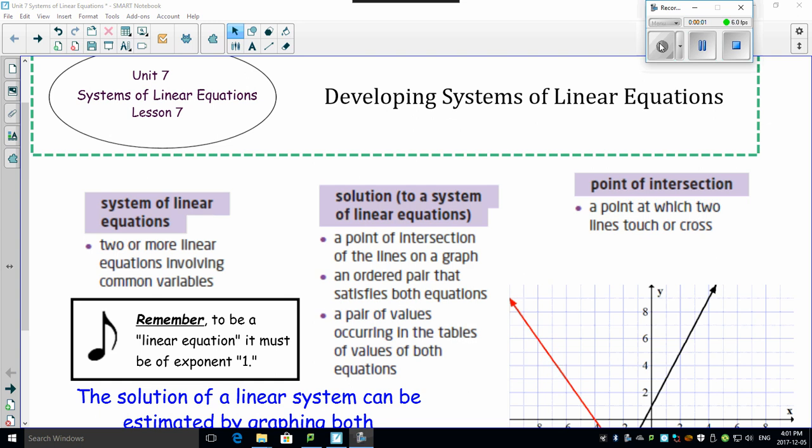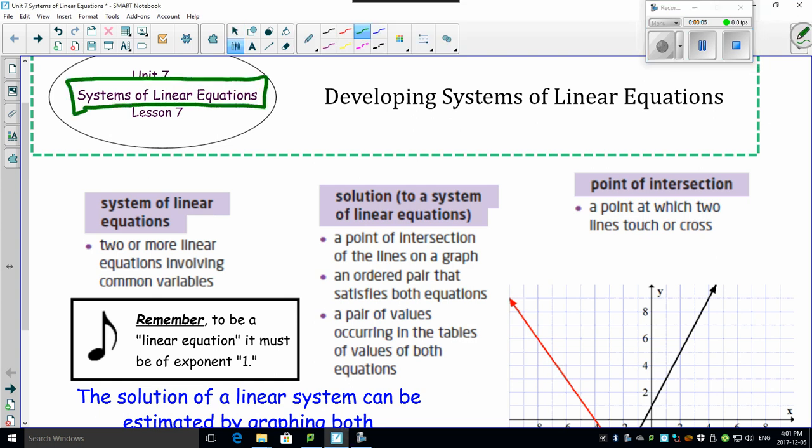So this entire unit is called Systems of Linear Equations, right here. And what we're going to do in this first little lesson is develop the system. Well, wait a second. Before I develop a system, I have to know what a system of equations is. A system of equations is two or more linear equations with common variables. What does that mean? That didn't clarify anything now, did it?